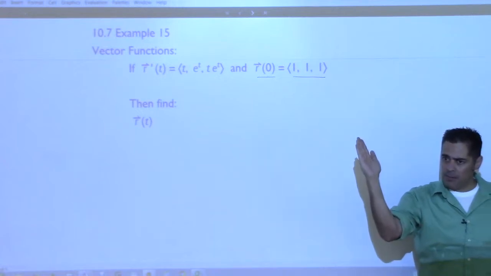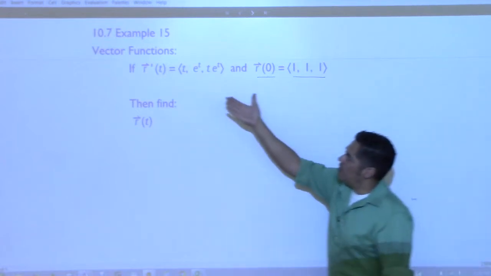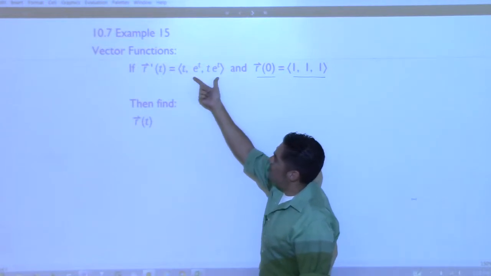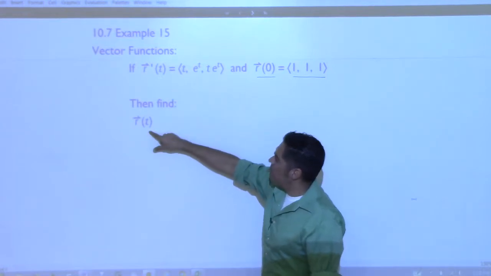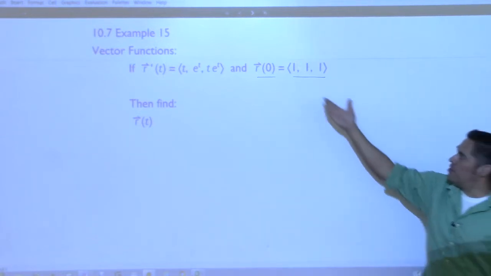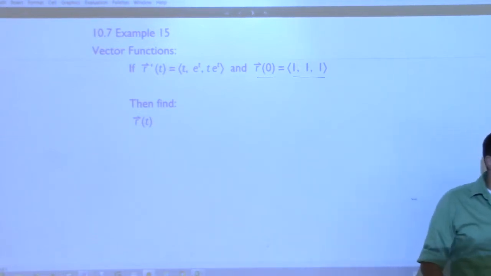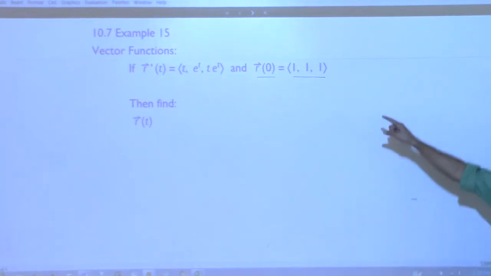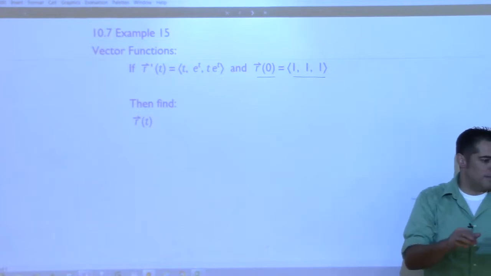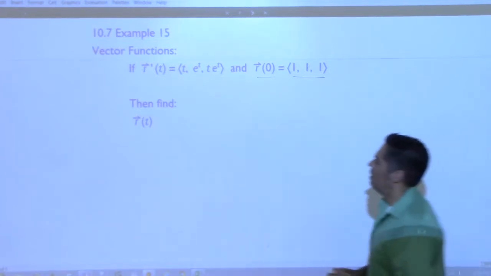Right, like a vector. So they're giving you the derivative of the vector function. They want to know the original vector function, and they just give you one piece of information about the position, which is this. So remember, when we integrate, we get constants, right? This piece of information is going to help us actually find what those constants have to be. So let's see how this works.